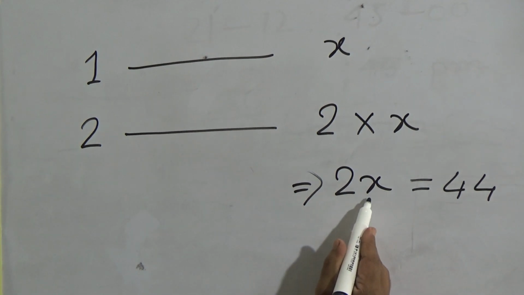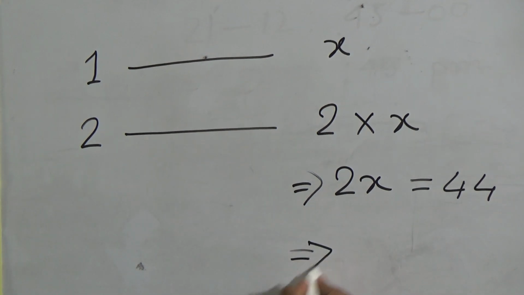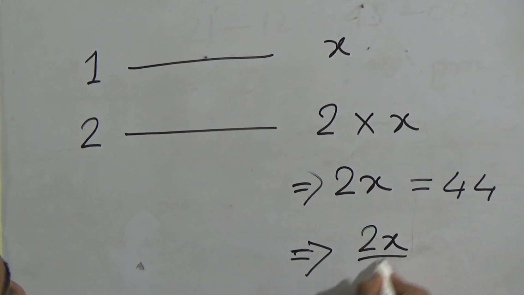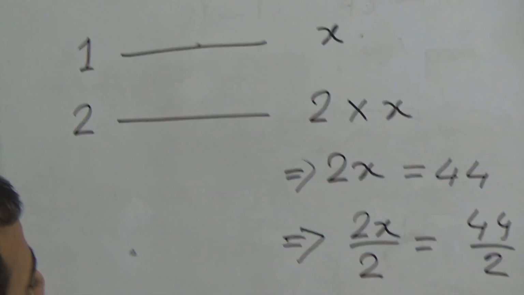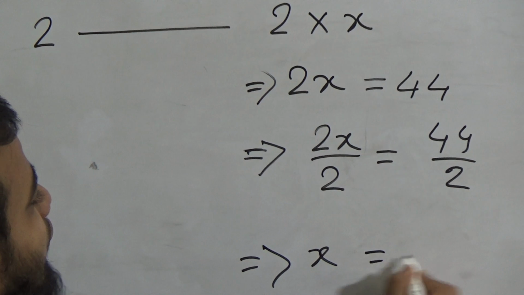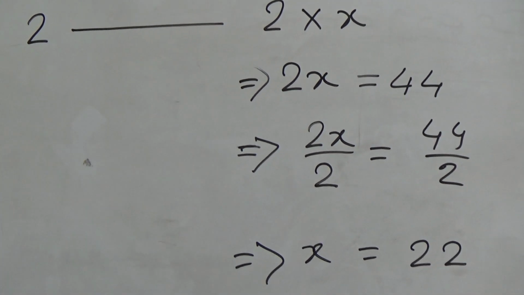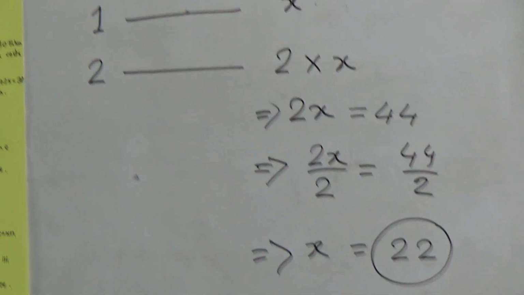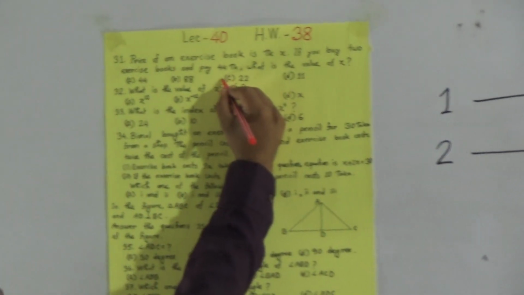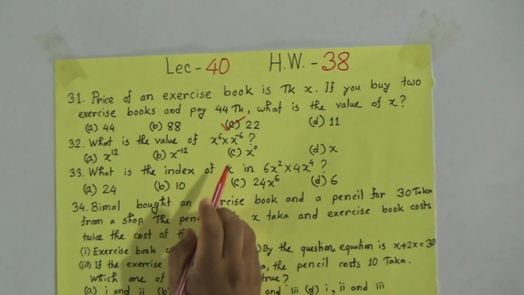Now we have to find out the value of X. To find the value of X, we have to omit this 2. To omit this 2, we have to divide both sides by 2. Then we will get the value of X. So our value of X will be what? Our value of X will be 22. So our answer will be 22. Now find the options. In option C we have 22. So our answer will be option C.